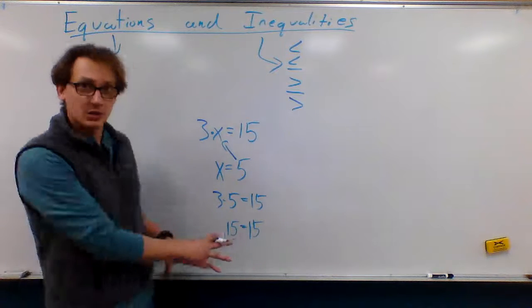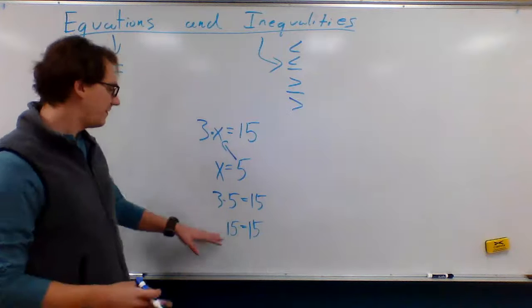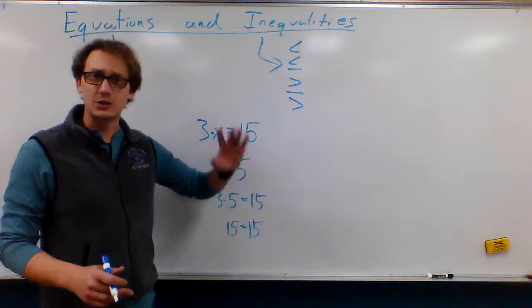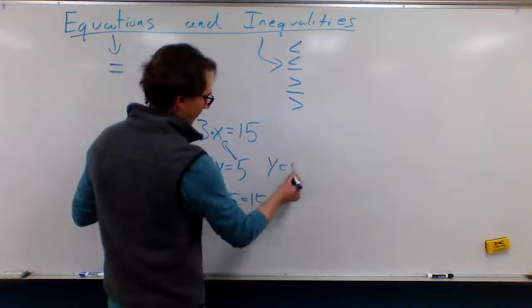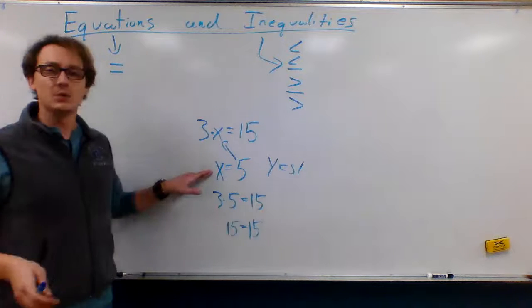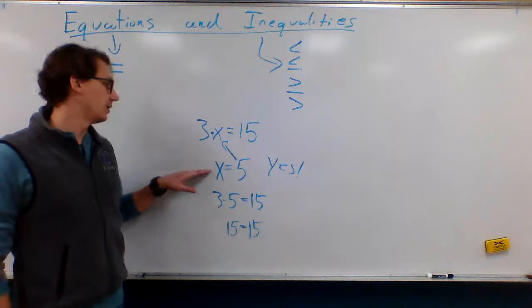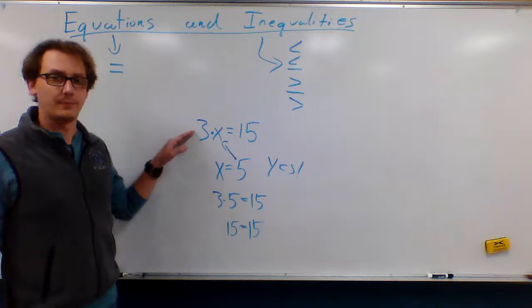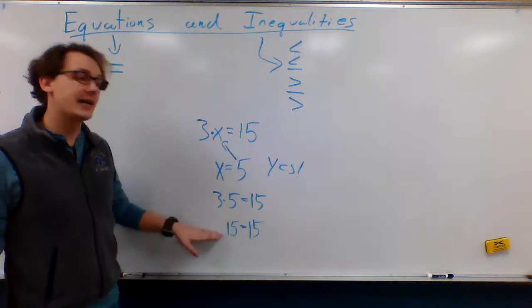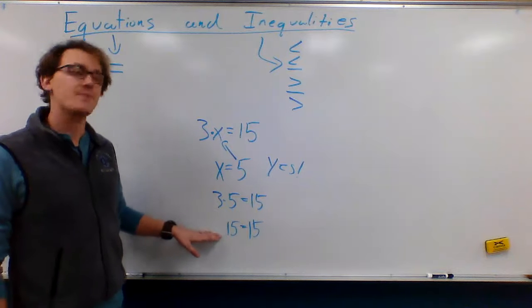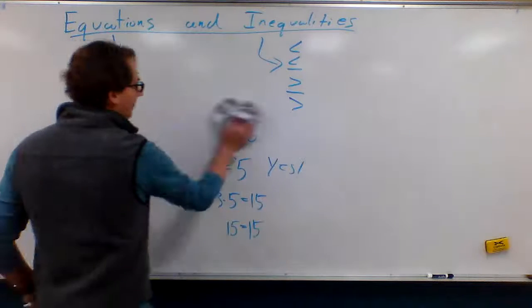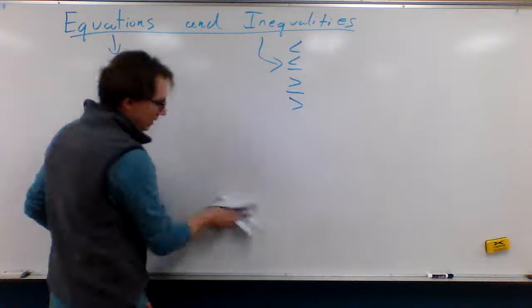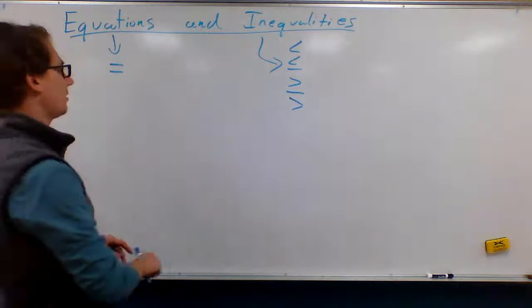And this last step is the one that's the most important. We said, okay, 15 equals 15, that makes sense. That's a true statement. Therefore, yes, x equals 5 is a solution to this equation. Because at the end, I got a true statement, 15 equals 15. So this is a yes. We're going to do a couple more examples, and then we'll jump into inequalities, which are very, very similar.